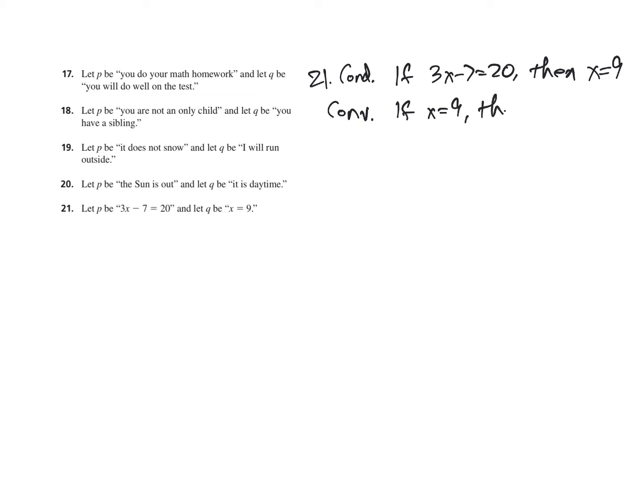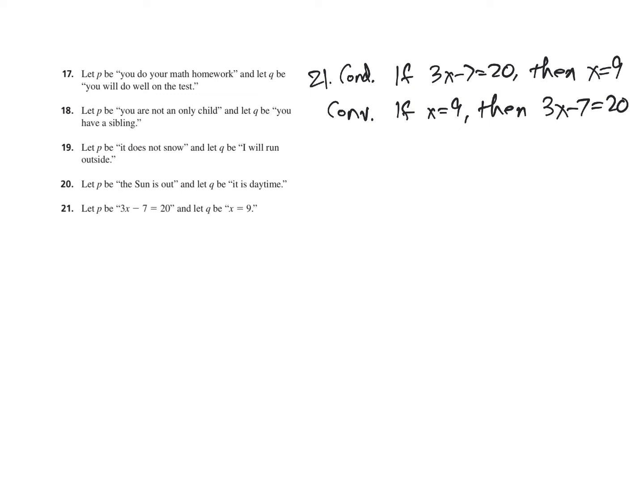All right, 21, the conditional. We'll write it the way I want you to write it. If 3x minus 7 equals 20, then x equals 9. Doesn't matter if it's true or false, even though the instructions say write true or false. You can solve it, add 7, that's 27, divided by 3, x is 9. So that's a true statement. Now, if we go to the converse, switch it all. If x equals 9, then 3x minus 7 must be 20. That's a true statement too. There's only one solution for that problem.